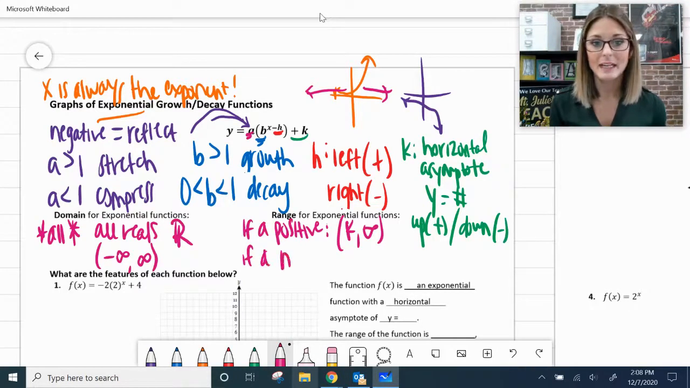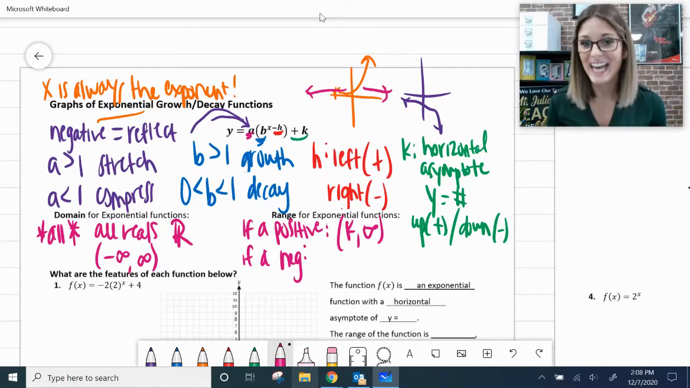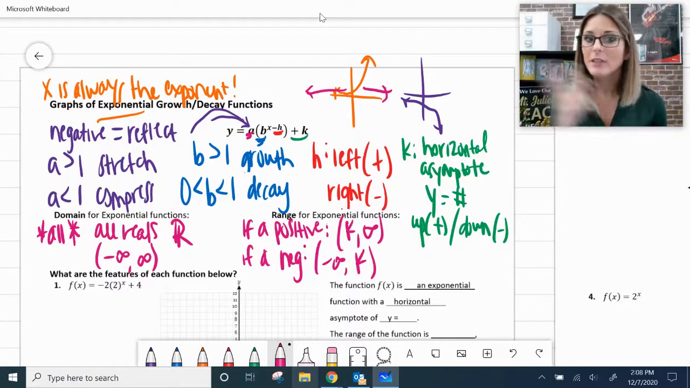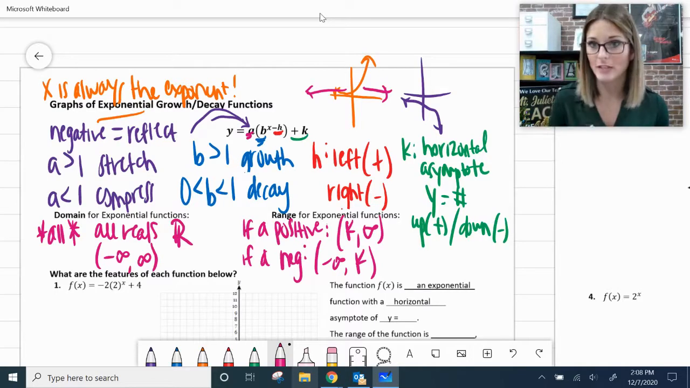If a is negative, let's remember, if the front of my function is negative, it's been flipped or reflected. So I've got the crash and burn decay graph over here that I doodled in purple. Then again, we're going to use our k value, but we always talk about how low to how high. So it's actually going to go from negative infinity to k. Whatever your k value is, whatever the last number is in the function, that's your range, okay?